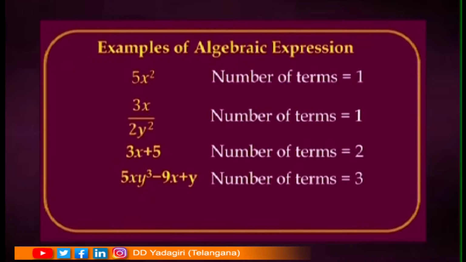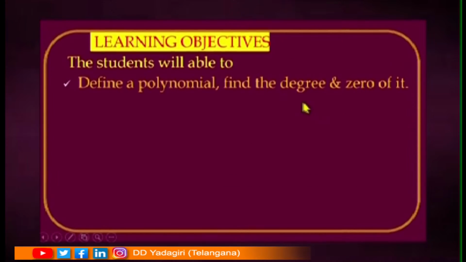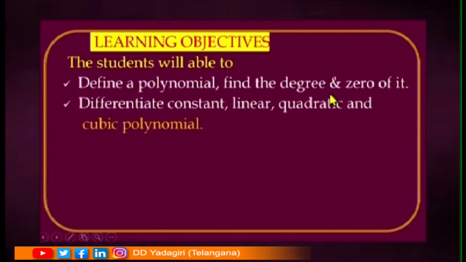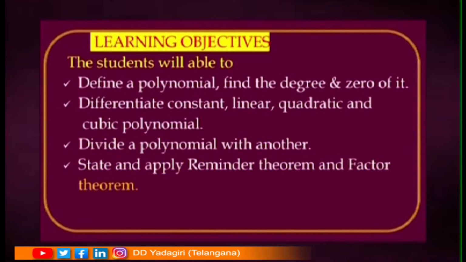Today we are going to learn the topic called polynomials. The learning objectives of today's class are that the students will be able to define a polynomial and find the degree and zero of it, differentiate the constant, linear, quadratic and cubic polynomials, divide a polynomial by another polynomial, and state and apply the remainder theorem and factor theorem.